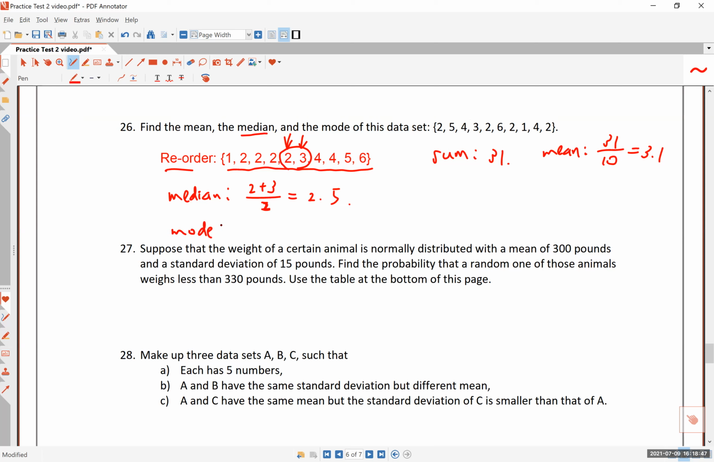The mode is easy. You identify the most frequently occurring number. And since you have 4 occurrences of 2, the answer is 2 occurring 4 times, right?